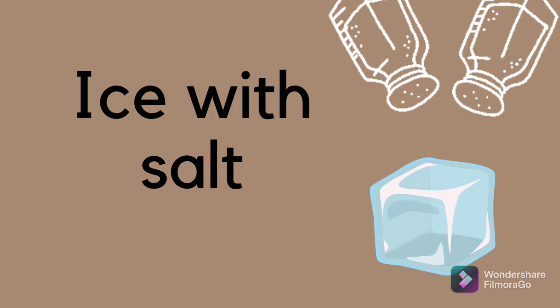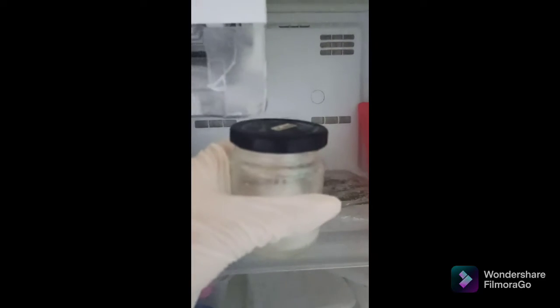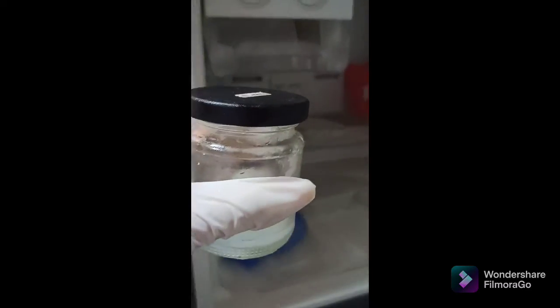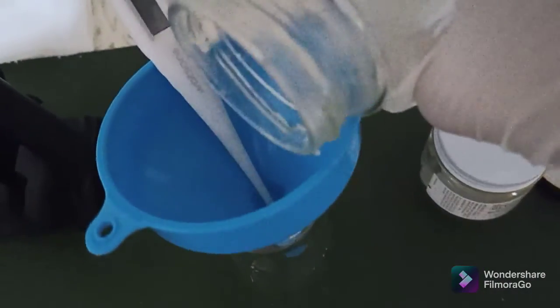For the second sample, we will use ice with salt that is fresh from the freezer. Same method as the first sample on how the material is located: measure its temperature, and watch for the first drop and the final drop of the ice with salt.